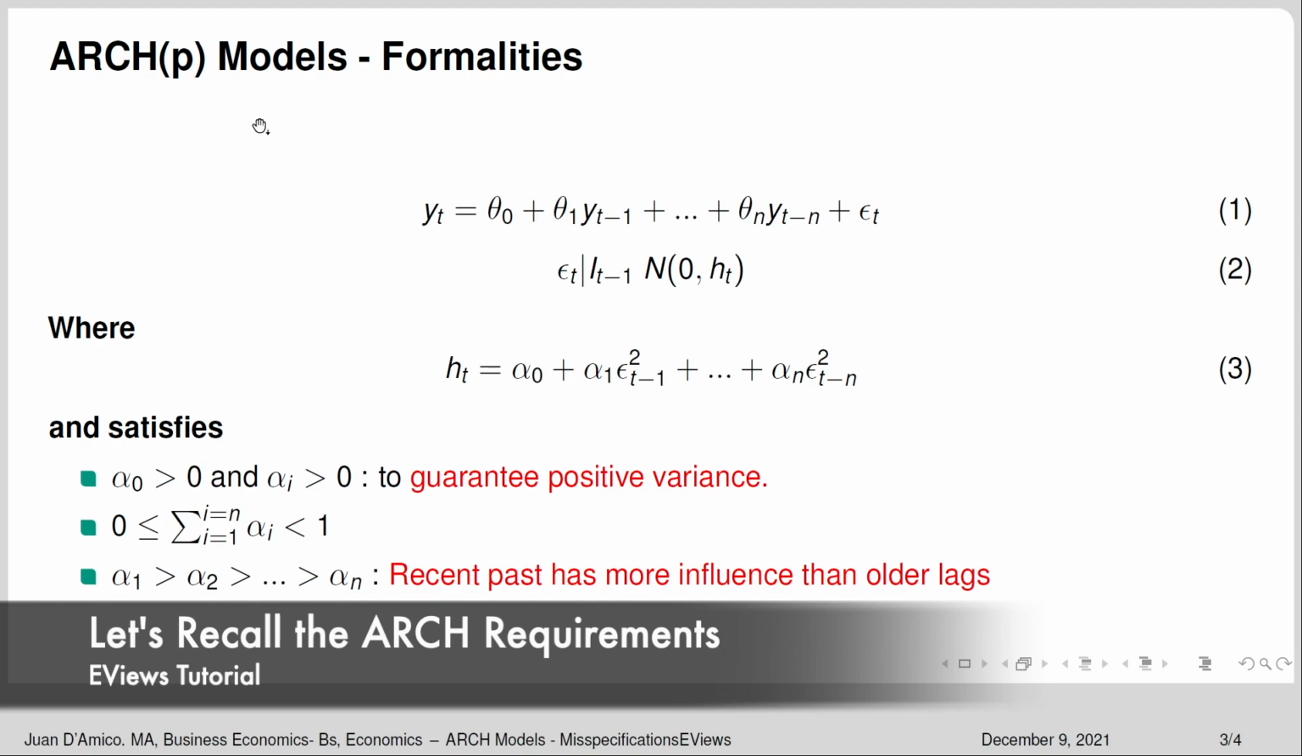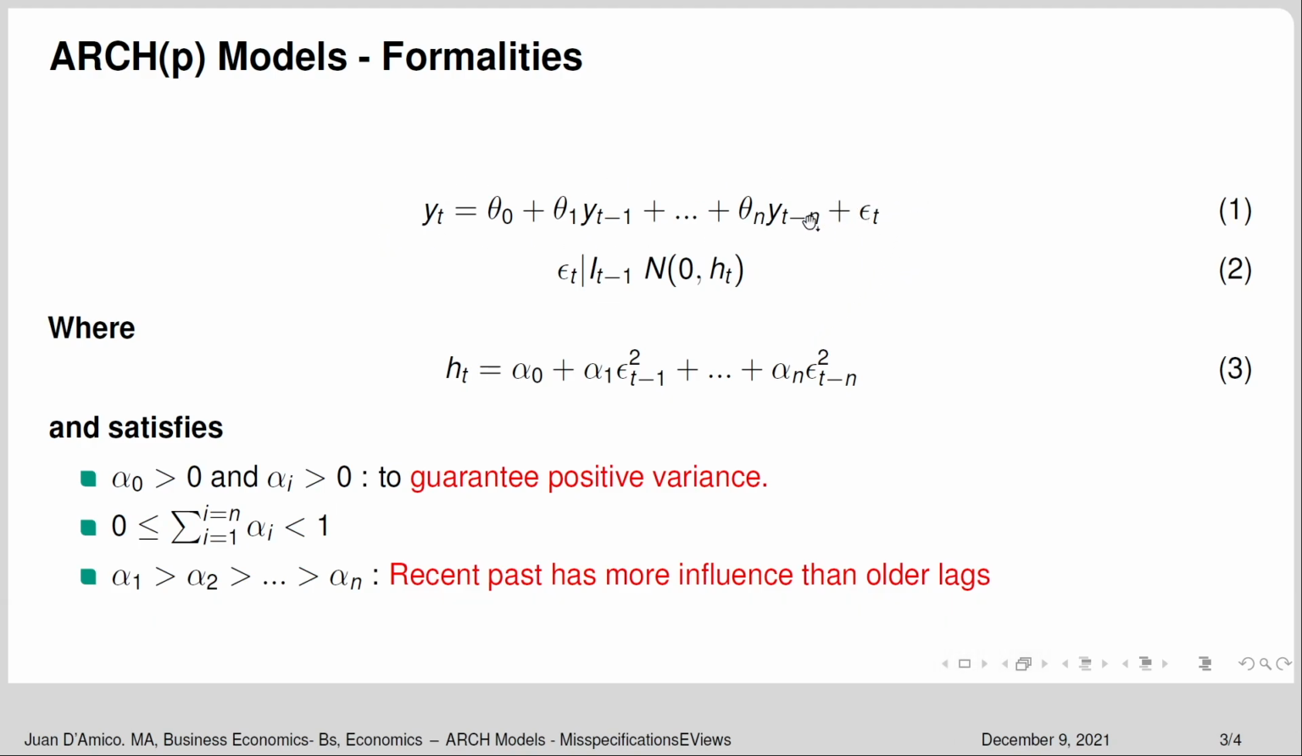Recall, when we are estimating ARCH models, you first need to specify the mean equation. For this example, it was just an AR specification, and these error terms will follow a normal distribution, but the variance will be changing over time. That's why there's an h_t, which stands for heteroskedasticity. So this is the way we are modeling the variance. Then with the ARCH models, we are including a constant term, and then we're including the past squared residuals. And the following are the requirements that need to be satisfied.